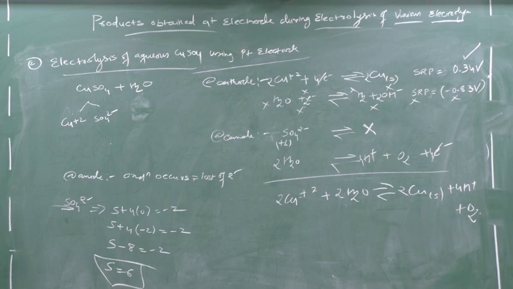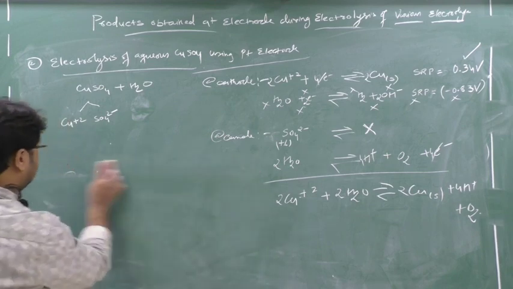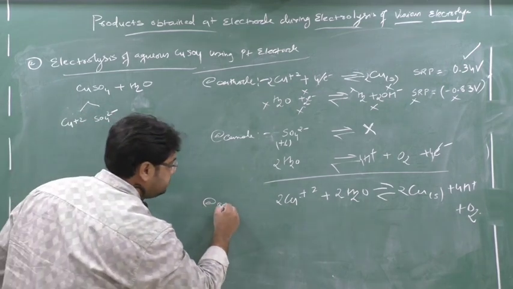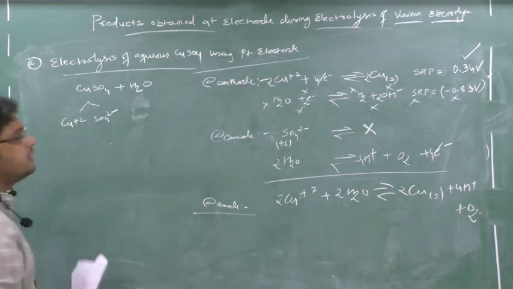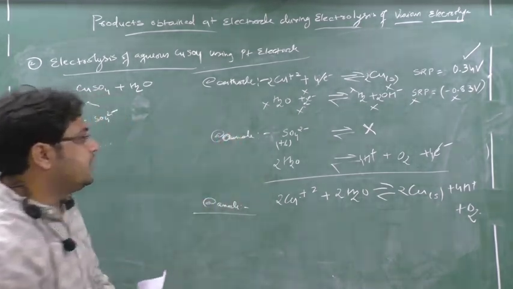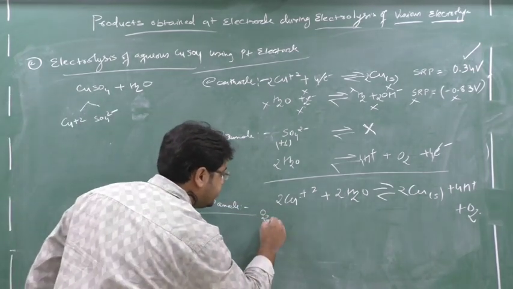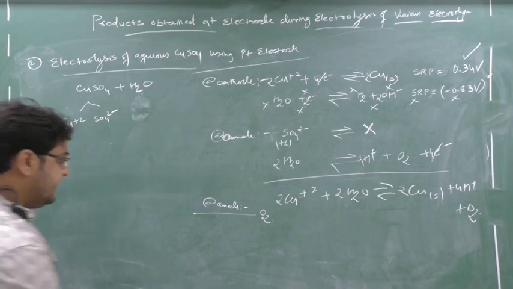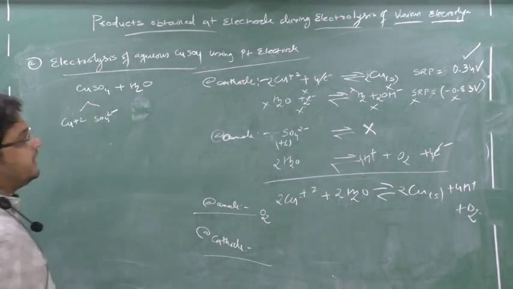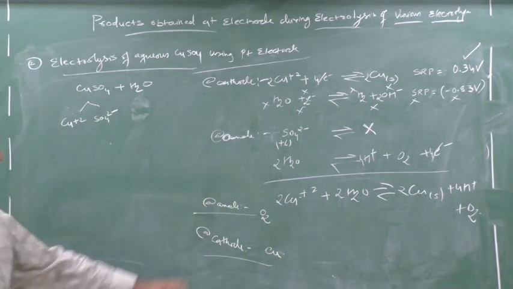Okay, written? Now see. We write down the products and see what products are obtained at the anode and cathode. What product do we obtain at the anode? At the anode, we obtain oxygen gas, so oxygen gas will be liberated at the anode. At the cathode, we will obtain Cu. So these are the products obtained at the anode and cathode.